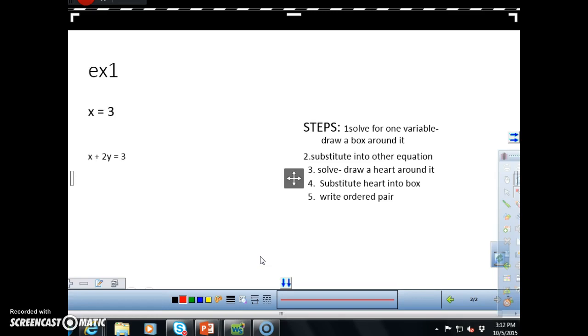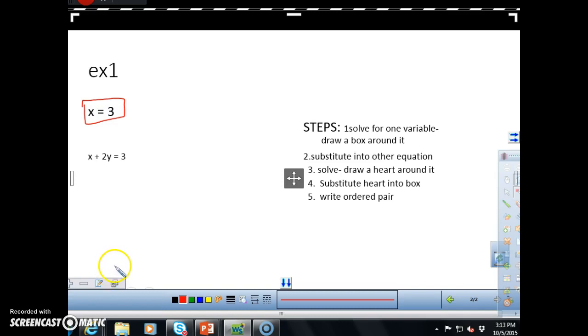All right, we want to know where these two lines are going to intersect. And we want to solve one of the equations for a variable. First, I'll look and see, is there any of them that are solved for a variable? X equals 3. So what I tend to do is I draw a box around that one. Step 1.